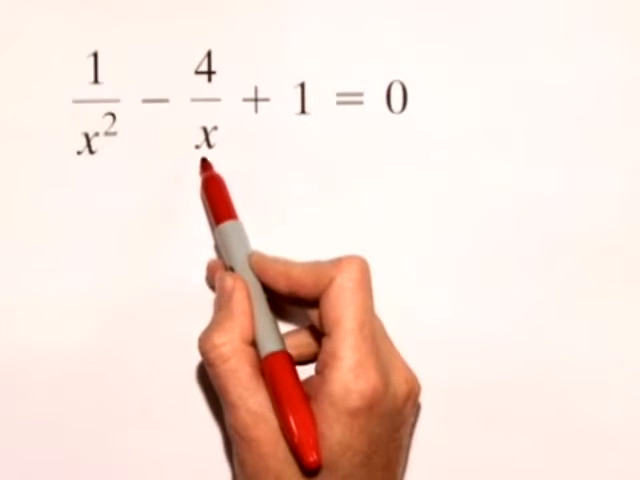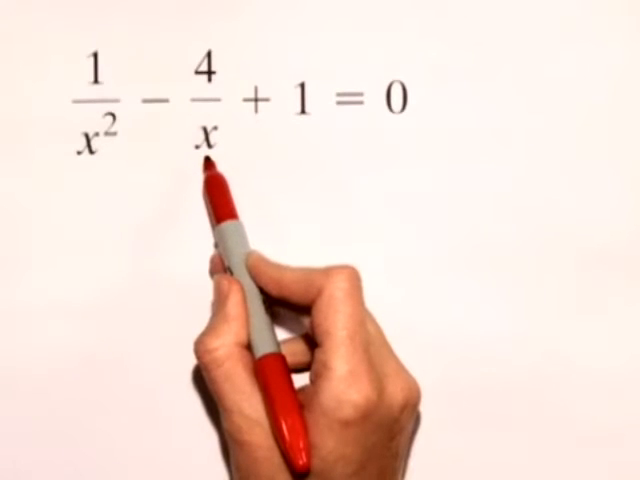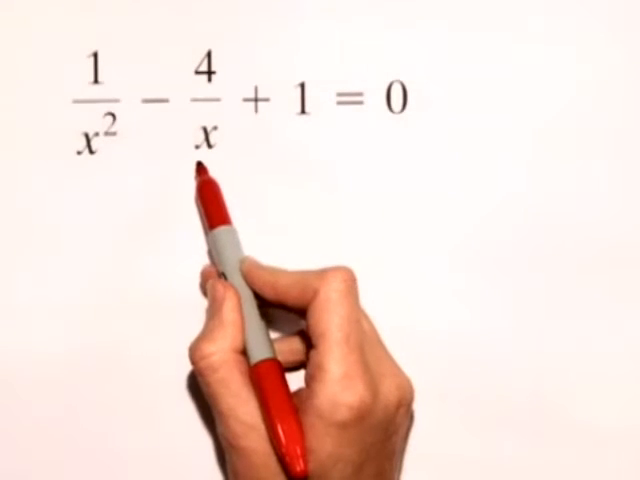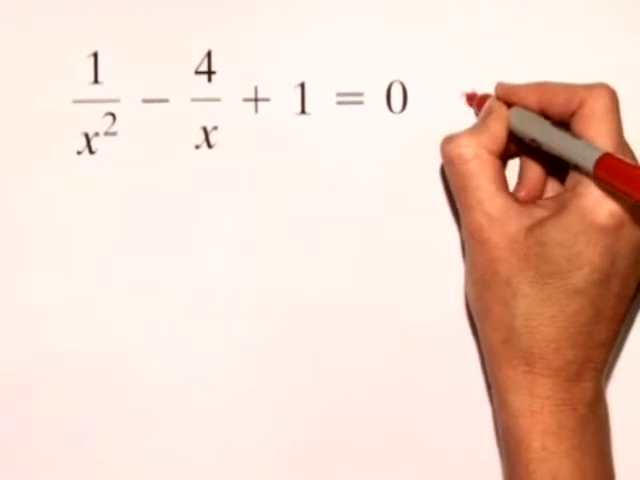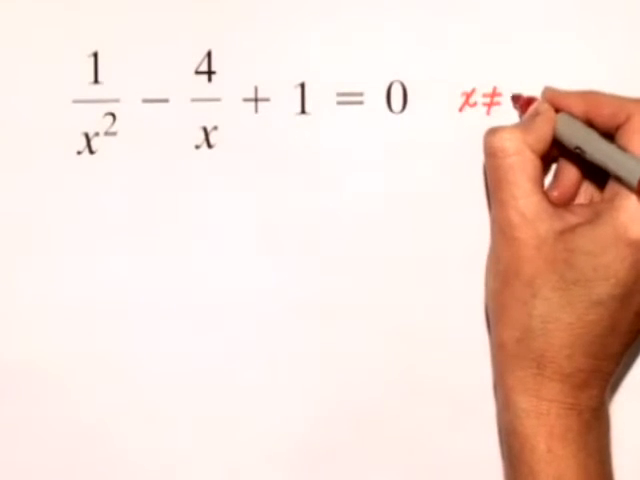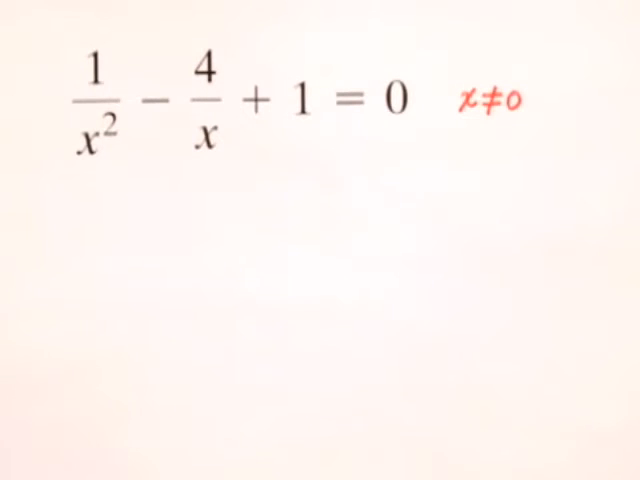Notice if I let x equal 0 in either one of these denominators, then I would get 0 in the denominator, and we cannot divide by 0. So we want to make sure that we note our restriction that x cannot equal 0 in our solution set.